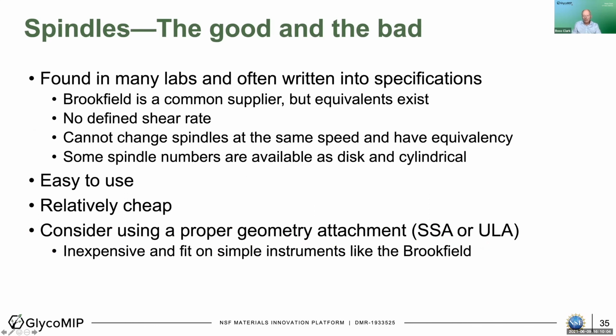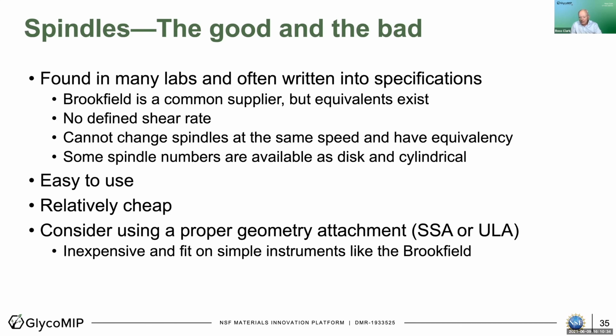Okay. Let's talk about these spindle viscometers, because no doubt you're going to encounter these as you work with rheology. Brookfield is a great example. They're found in many labs, and oftentimes they're written into specifications. ASTM specs and many other things use those. The problem is they don't have a defined shear rate, and you can't necessarily change spindles and speeds and get the equivalent viscosity. So that is a real problem.